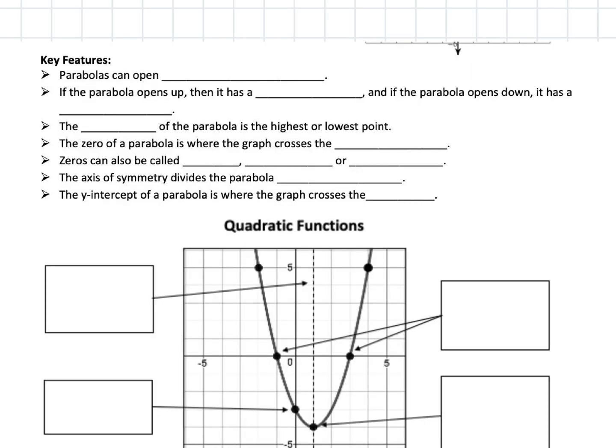Be aware parabolas can open up or down. We drew that picture a minute ago. If a parabola opens up, it has a positive a. The a is the number in front of the x squared. And if it opens down, it has a negative a. Again, that's your a in the ax squared. The blank of the parabola is the highest or the lowest point, the vertex. We talked about that not having a buddy point.